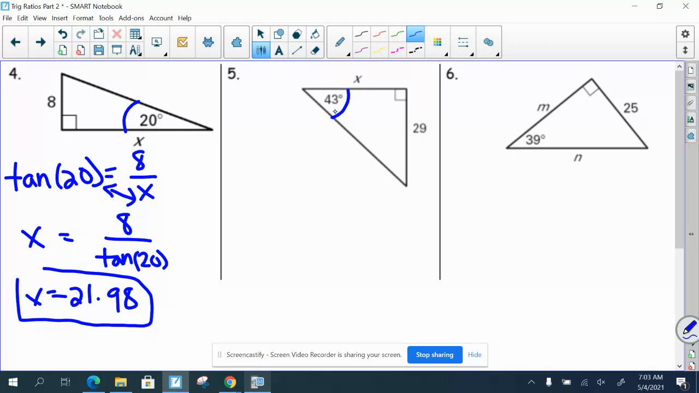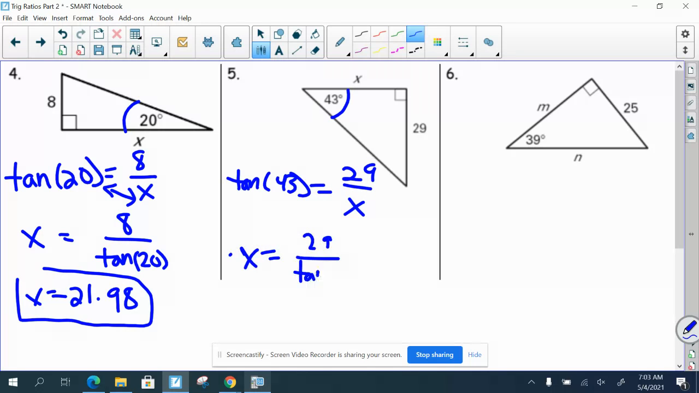Okay, so how about this one? This is actually the same exact thing as this one because we have opposite and adjacent. I'm just going to set it up here. Well, I'll ask you how to set it up. So we should say the tangent of 43 equals opposite over x, so 29 over x. And then we would have x equals 29 over tangent of 43.